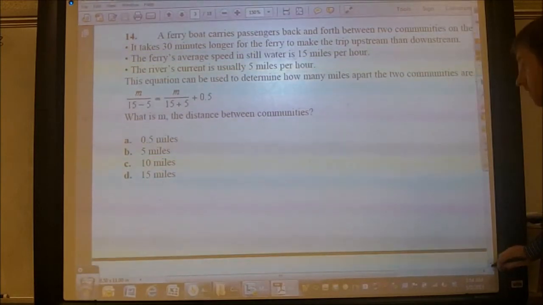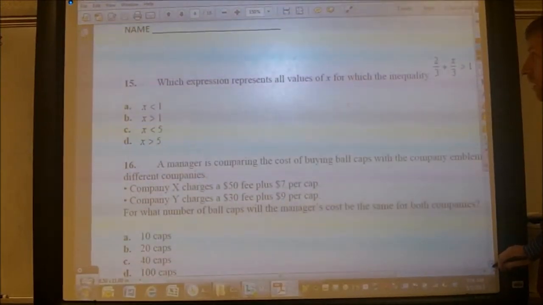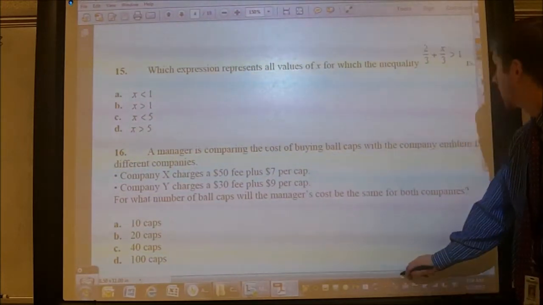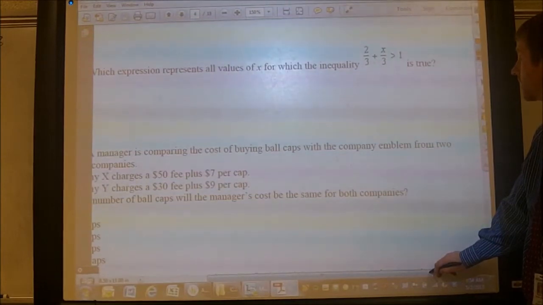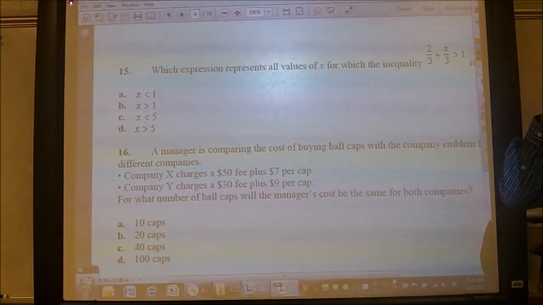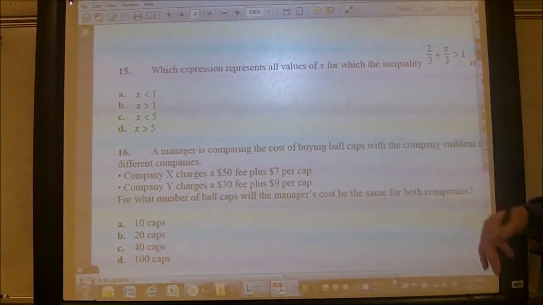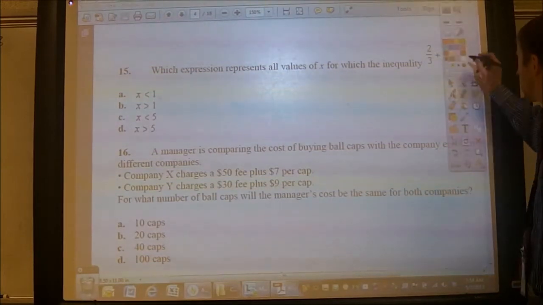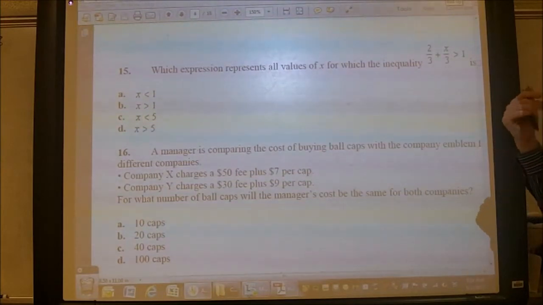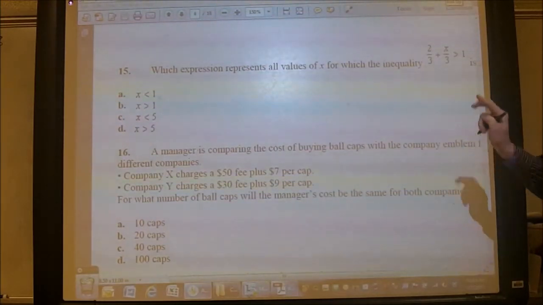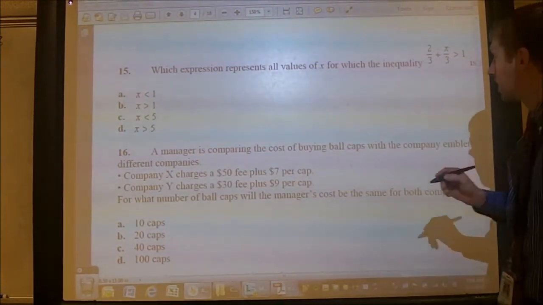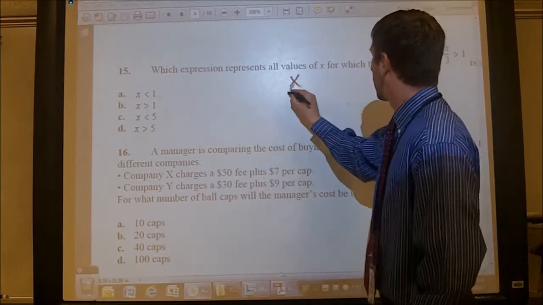All right. On to question 15. Which expression represents all values of x for which the inequality 2 over 3 plus x over 3 is greater than 1 is true? Okay, so again, this time we're solving not an equation but an inequality. And remember the rules for solving an inequality are all the same as an equation, except for one rule you have to follow. If you are multiplying or dividing by a negative, you have to flip the inequality around, right? So let's go ahead and work through solving this.